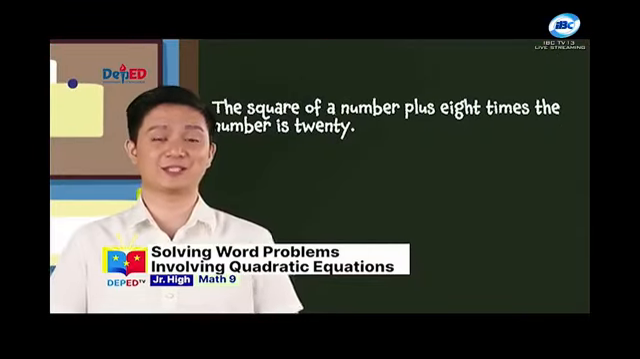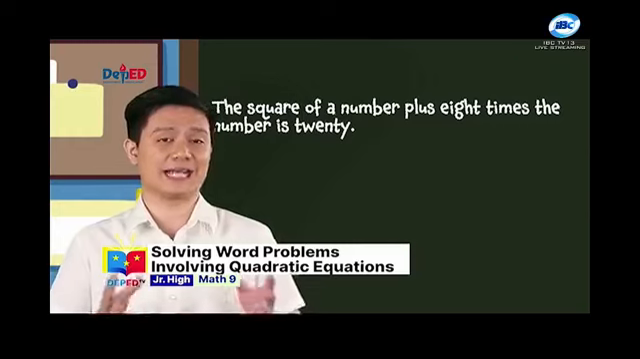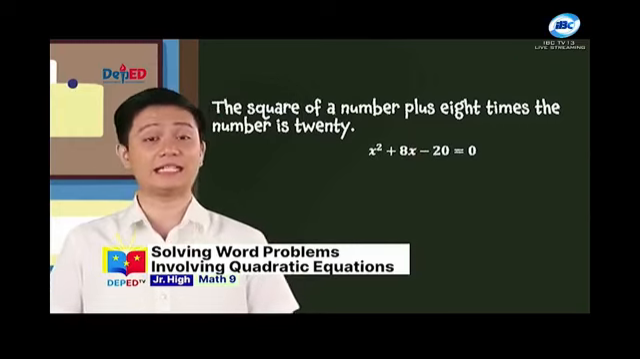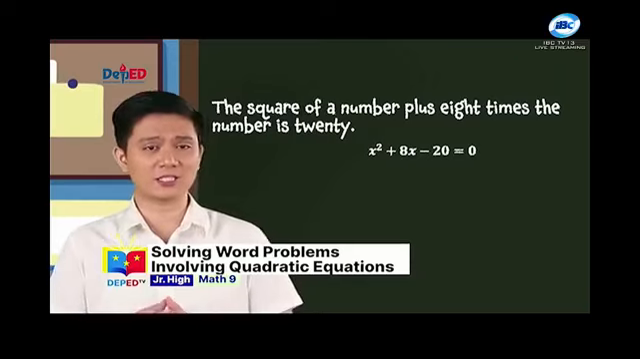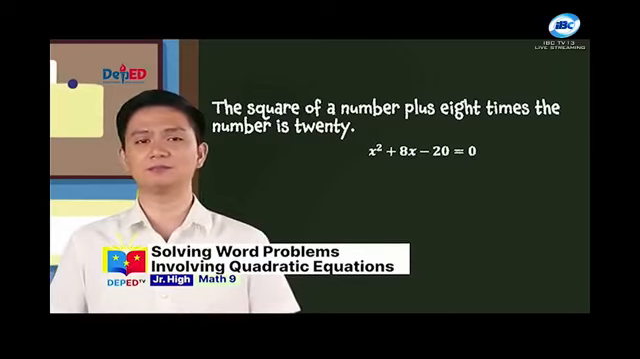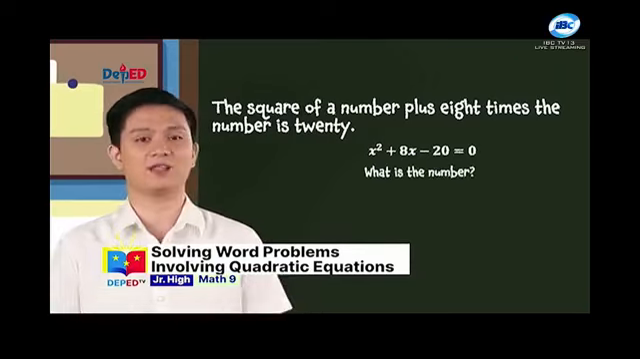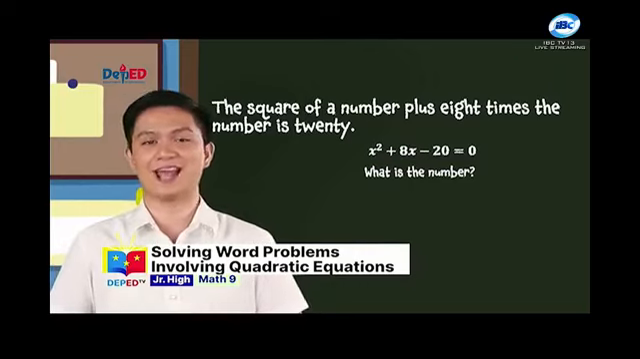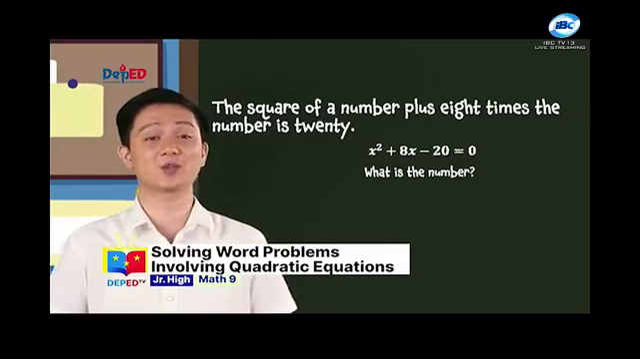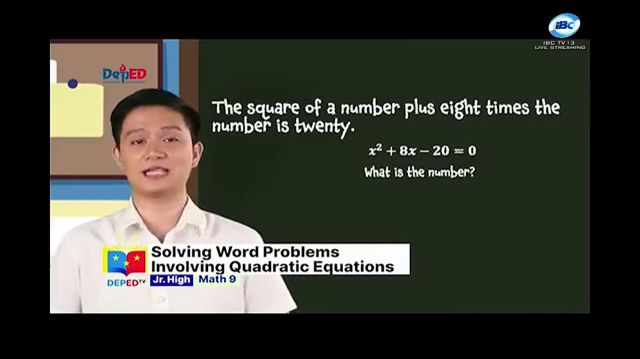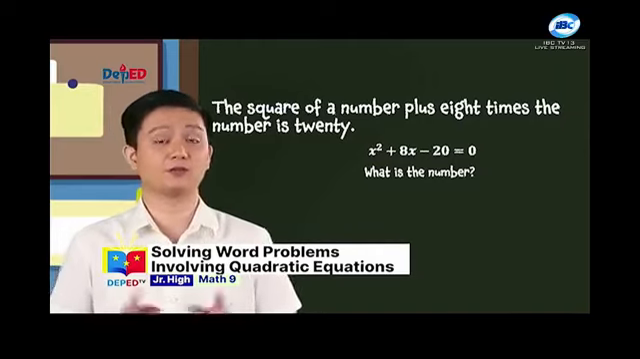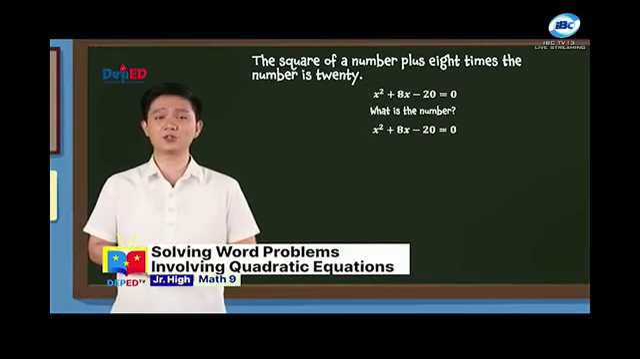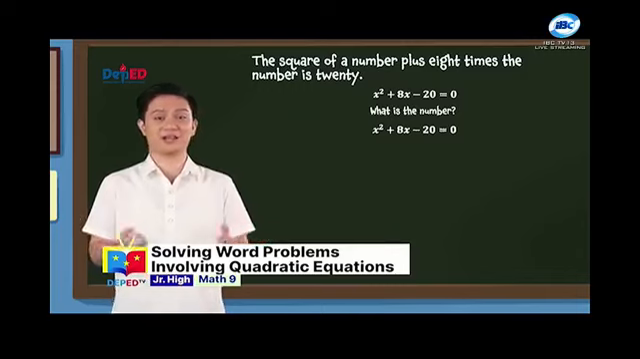In the verbal sentence number 2, which we translated into the equation x squared plus 8x minus 20 equals 0, the question that could be asked is definitely, what is the number? And this we can answer by solving the quadratic equation x squared plus 8x minus 20 equals 0, since x here represents the number. And it so happens that this equation can also be solved by factoring.